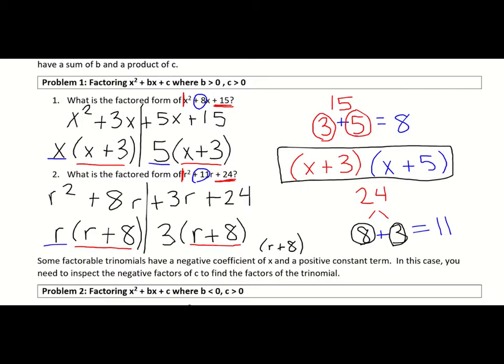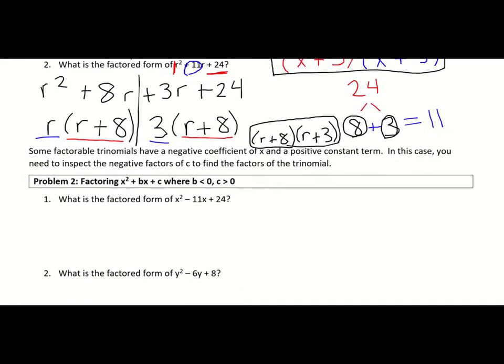And then the numbers that were on the outside become my second binomial. In this case, r, it was a positive 3, so plus 3. So this would factor to r plus 8 times r plus 3. And again, I could just multiply it back out using that distributive property to make sure I get the trinomial we started with. So let's keep going, looking at some more examples.